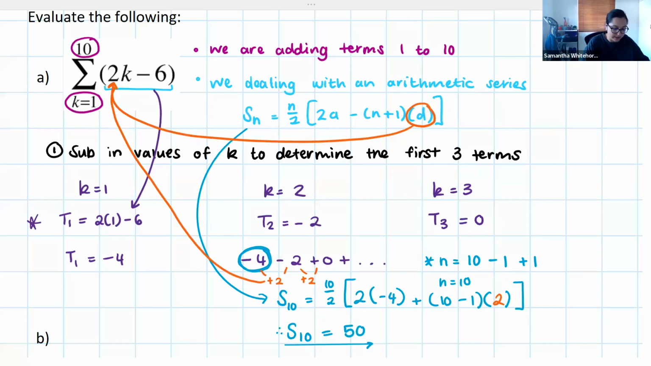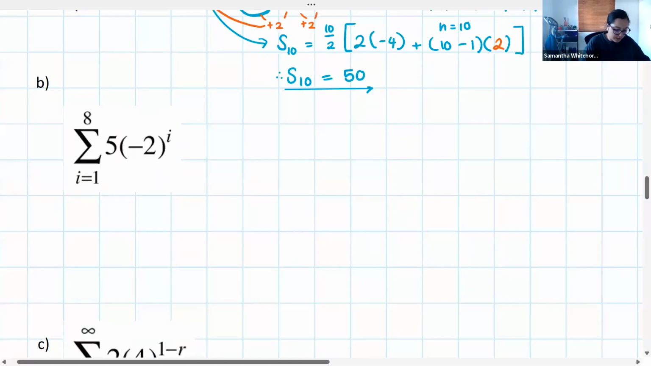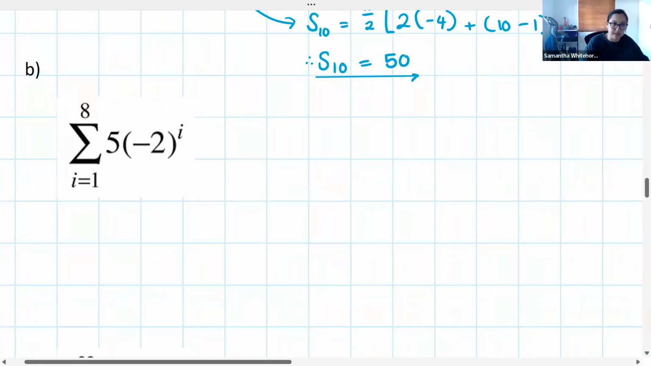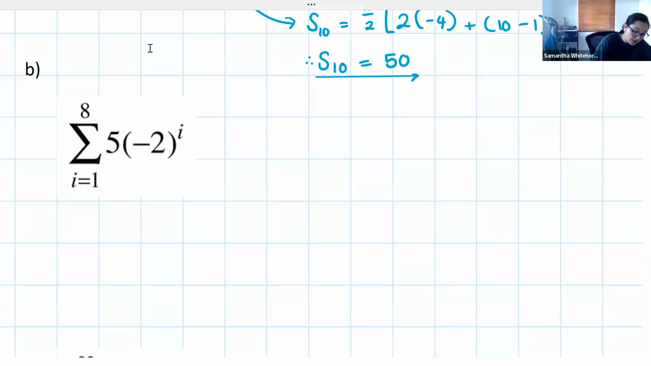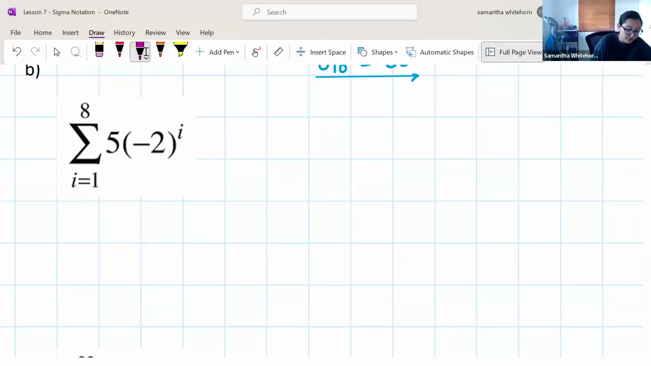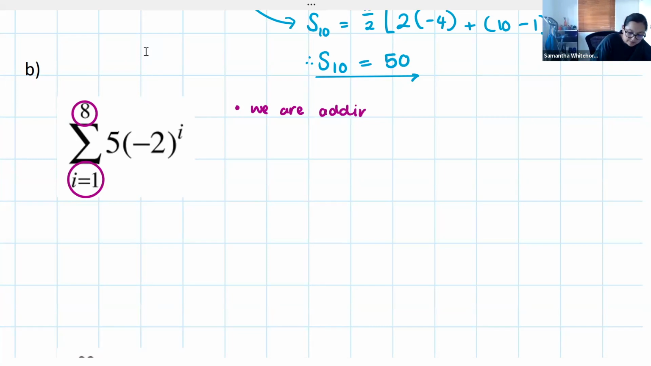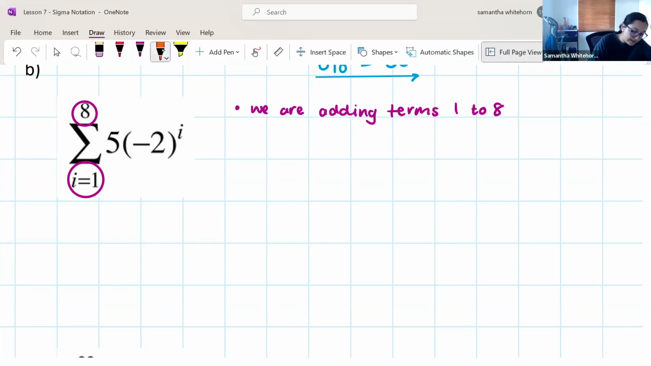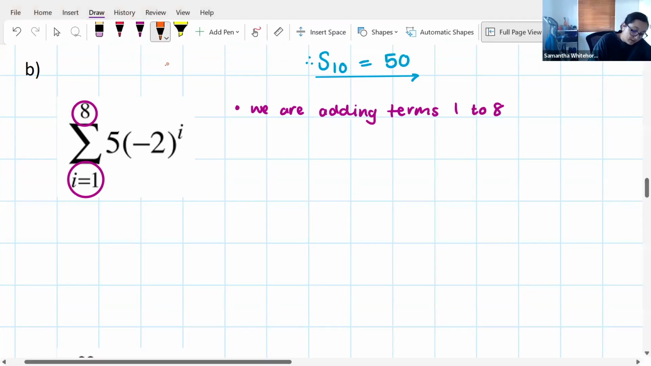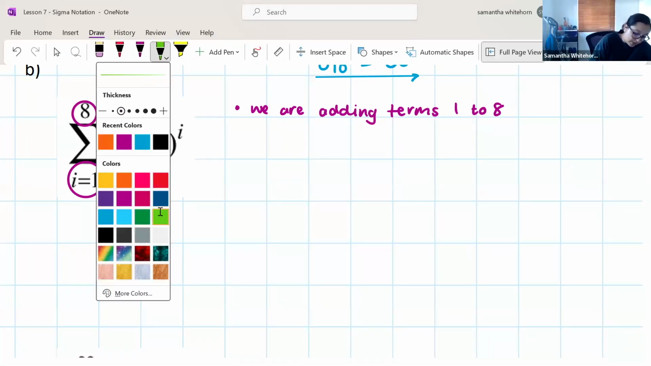Okay, nice. So let's have a look at sigma in a geometric space. So here we've got, as you notice, a different variable, which doesn't really matter. Variable is just a placeholder for an unknown. So we've got I equals 1, and we've got 8 at the top. So this tells me that we are adding terms 1 to 8, the first 8 terms. The next thing that we see is that we have our nth term over here.